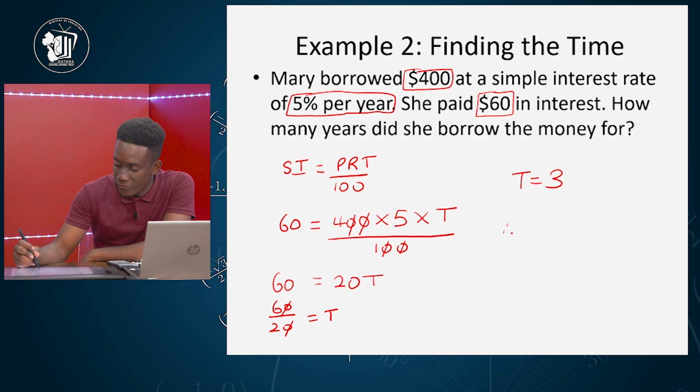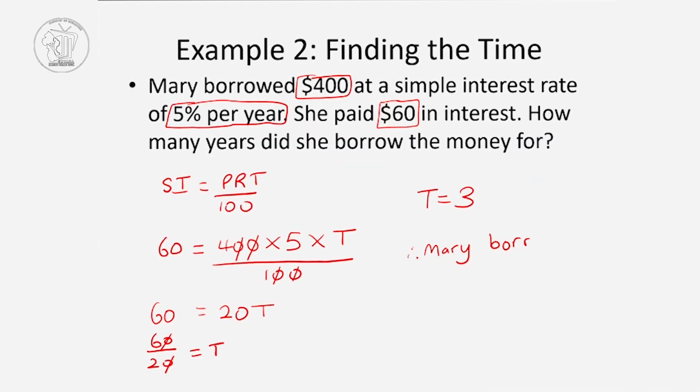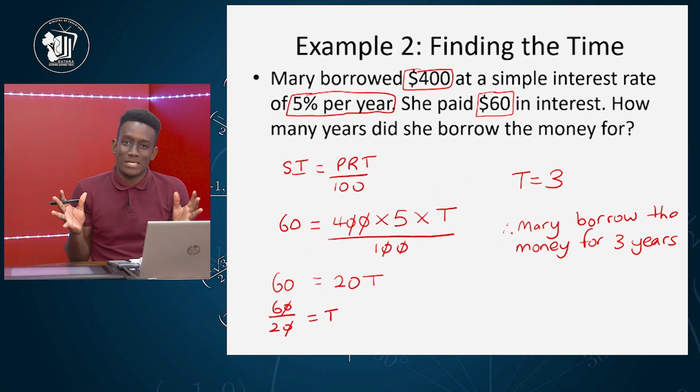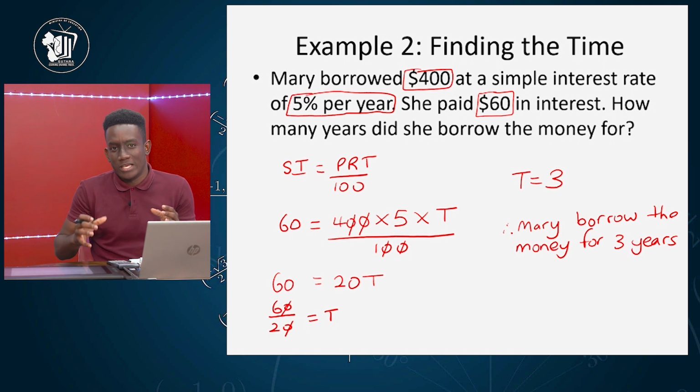So we can say, therefore, Mary borrowed the money for 3 years. So it's just simply put down the same formula, put in the values that you know, you work with all you can work out, and then you end up with a simple equation to solve for the unknown, in this case, which was time.